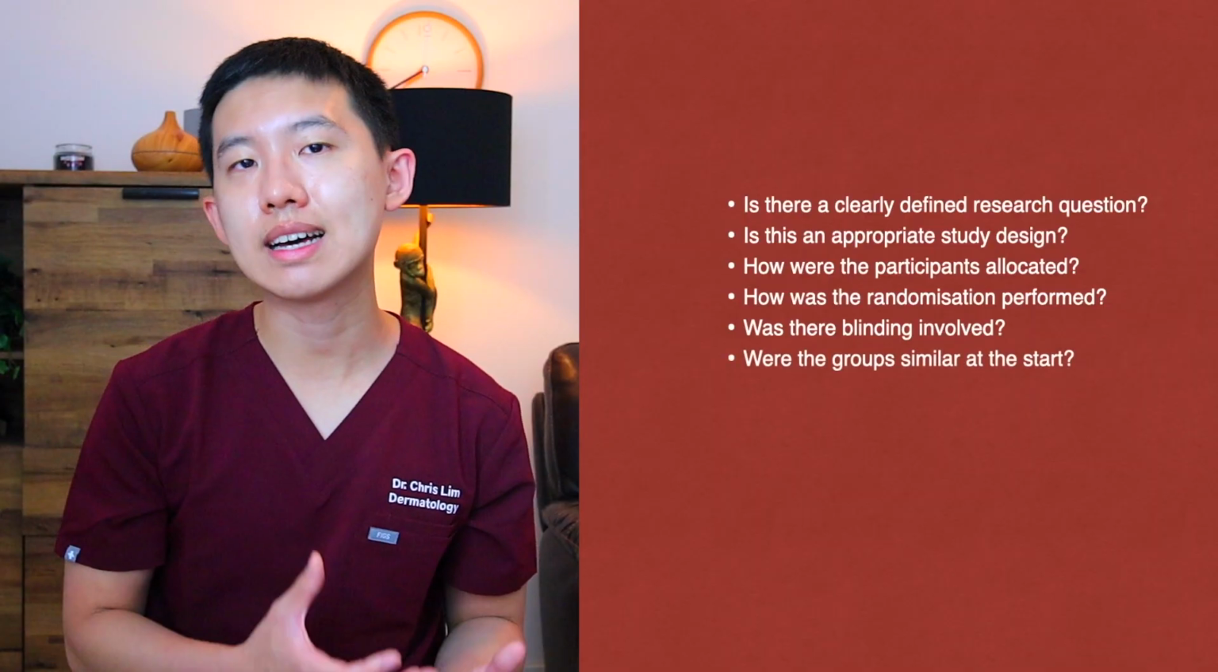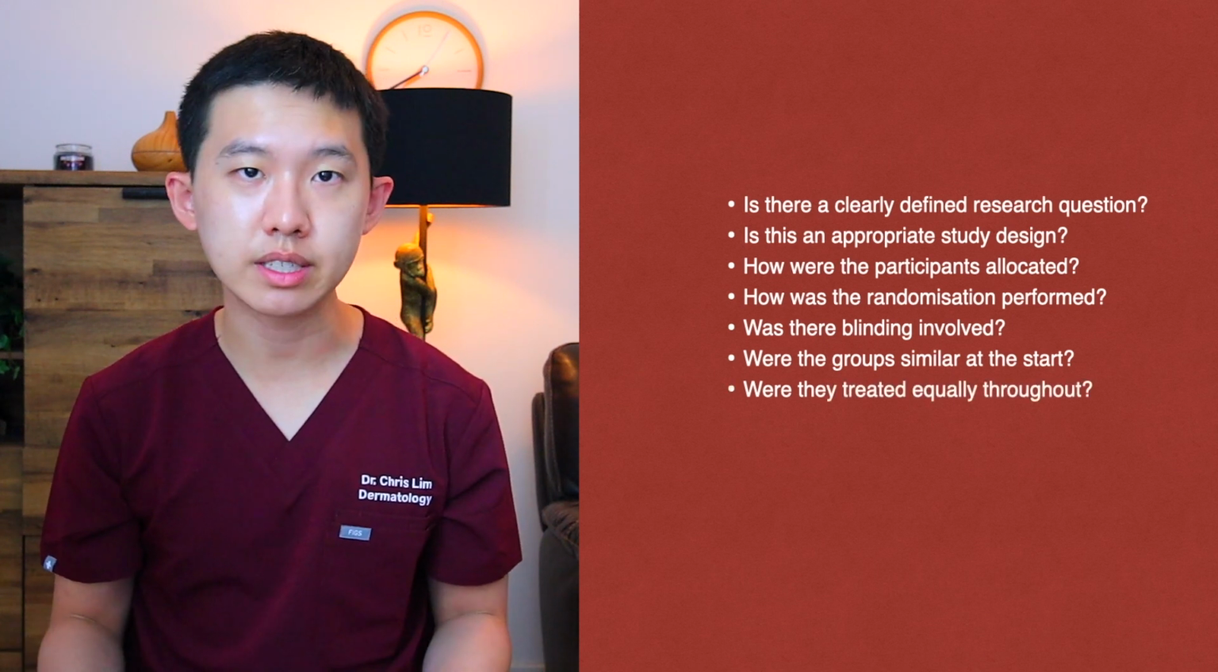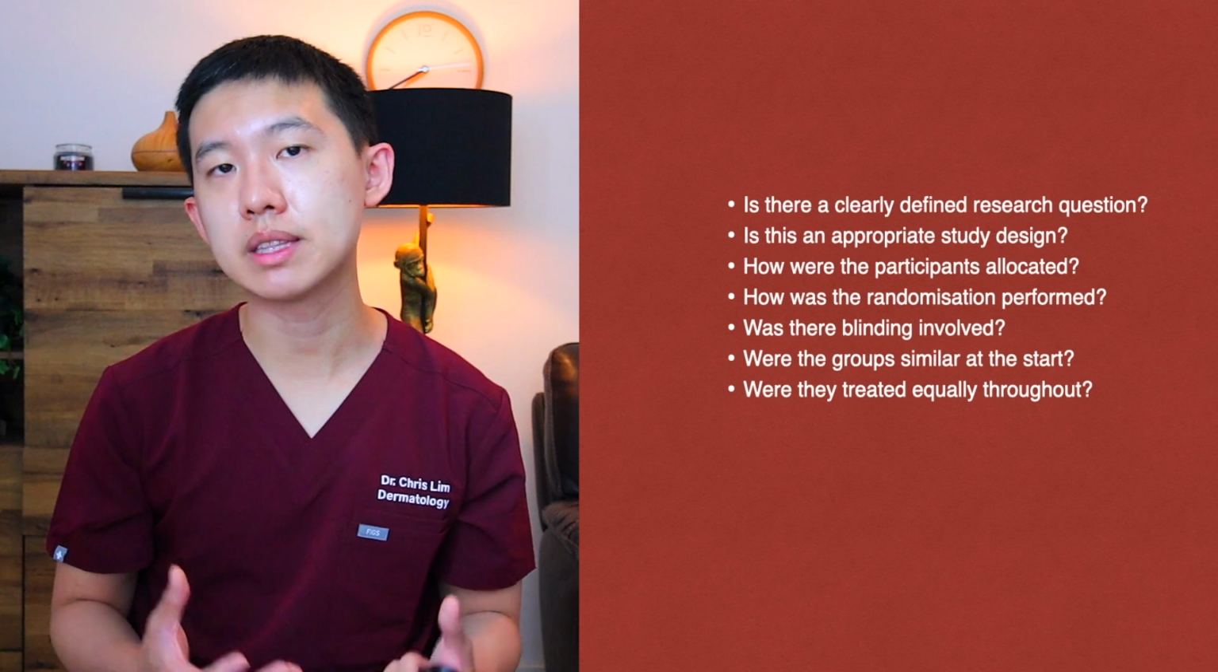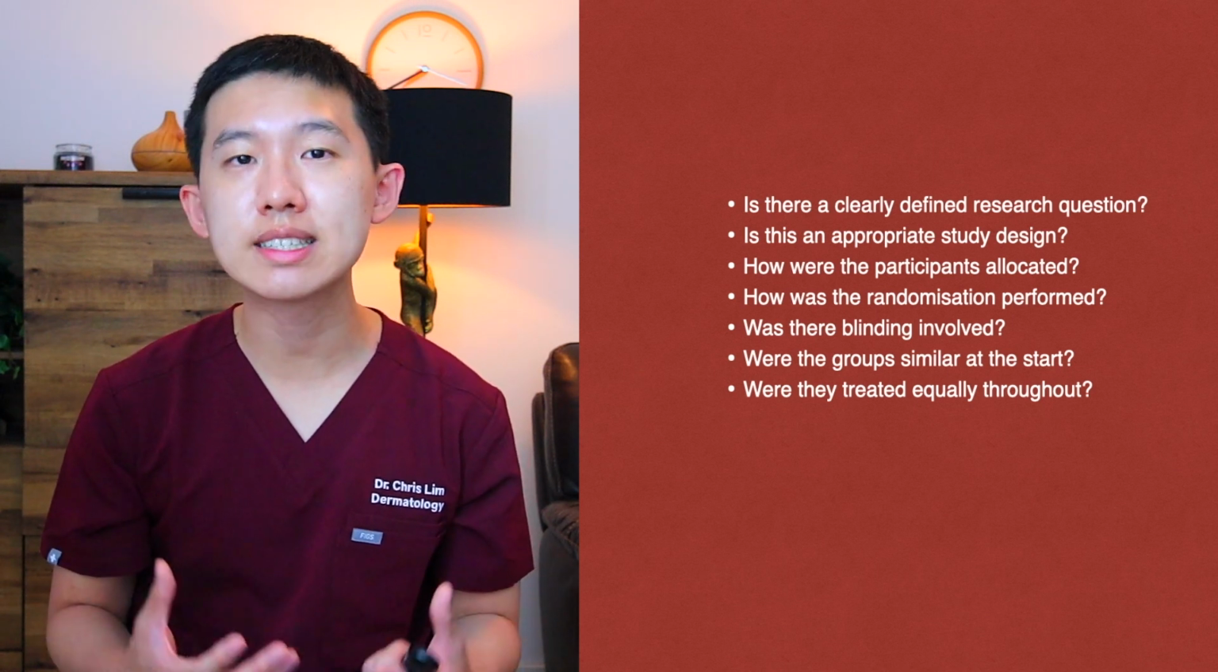Were the groups similar at the start of the study, and were they treated equally throughout the whole study period? Now, this will be reported in the study methodology section, but oftentimes you won't be able to get the information simply by reading the abstract. So instead of criticizing the paper, you may want to go with something along the lines of, I would like to find out if patients' demographics at the start of the study were similar, and if the patients were treated equally except for the study intervention throughout the study period.